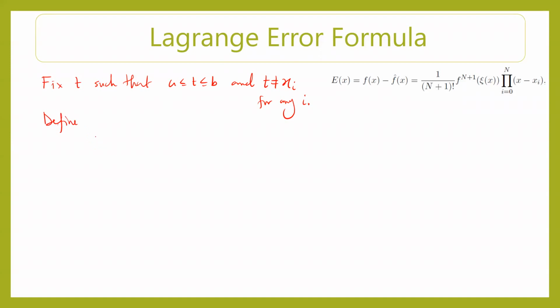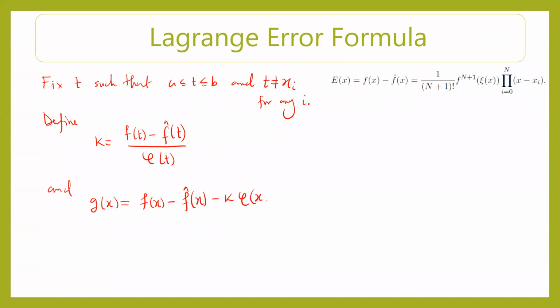First, I want to define k to be f of t minus f hat of t over phi of t. I know what is f. F is the function I'm approximating. F hat is the approximating function, polynomial, and then phi is what we defined before. And so once I have this k, I'm going to define a new function g of x to be f of x minus f hat of x minus k phi of x.